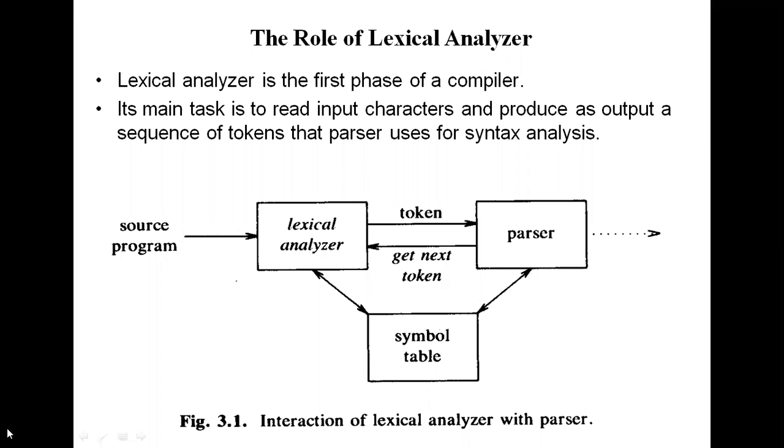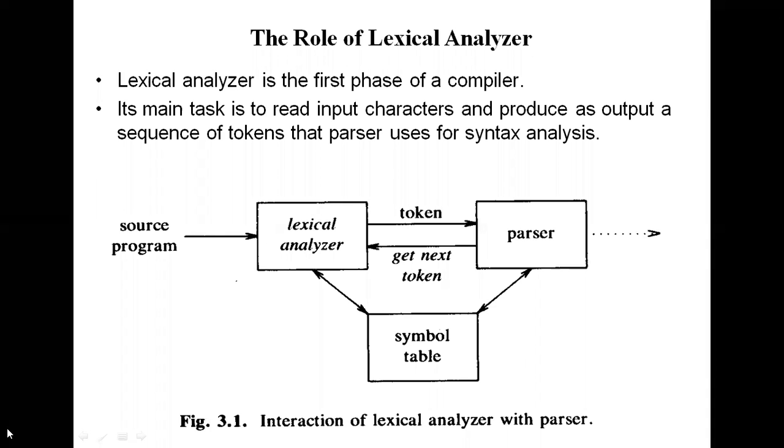What are the steps that I explained now? First, reading the source program from left to right, taking one character at a time, and generating the sequence of tokens. Each token is a single logical cohesive unit, such as identifiers, keywords, operators, punctuation marks, and so on. This is the task that the lexical analyzer performs.